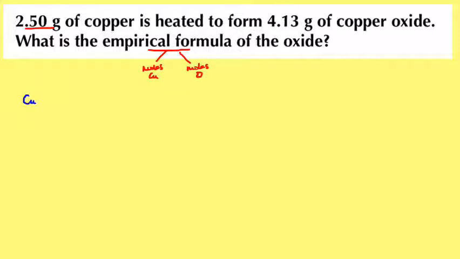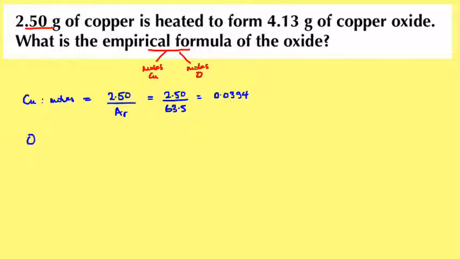Okay, so let's start off with copper. Copper is easiest. We've got 2.5 grams. So moles of copper are going to be mass, which is 2.50, divided by the relative atomic mass of copper. So that's going to be 2.5 over 63.5. So we've got 0.0394 moles. Again, we're dealing with three significant figures. So we've got 0.0394 moles of copper. So that's a good start.